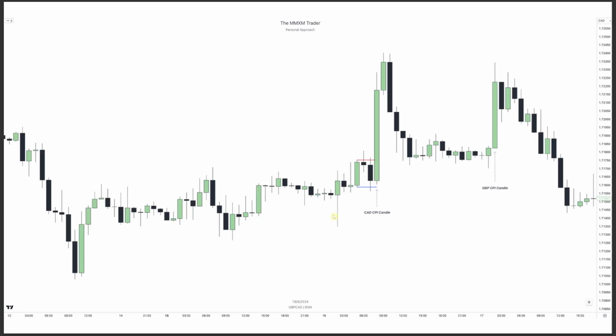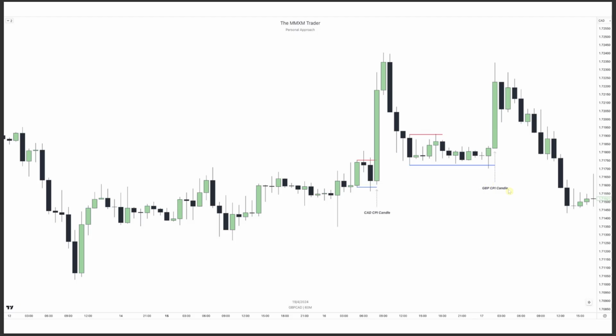So first of all, we have a CAD CPI, right? This massive candle. We've got a double purge happening before it, right? So we take out the buy stops first, then we take out the sell stops, so we're order pairing, and then the low resistance liquidity run should happen into the highs. Same thing on the next CPI.